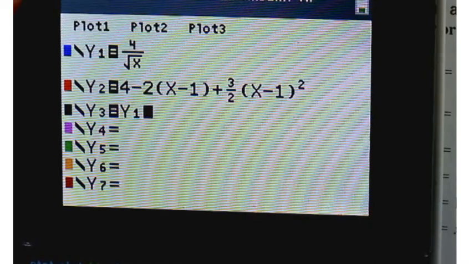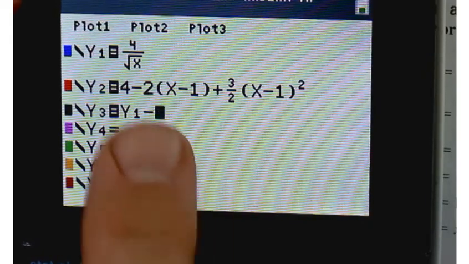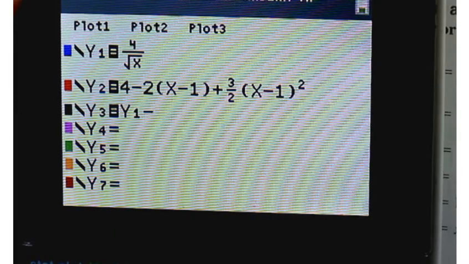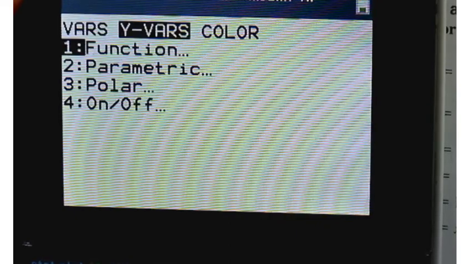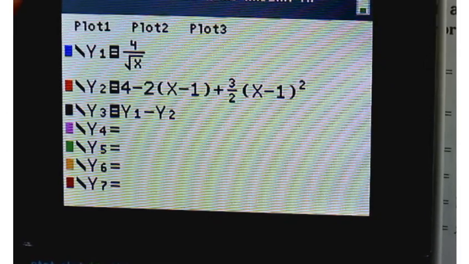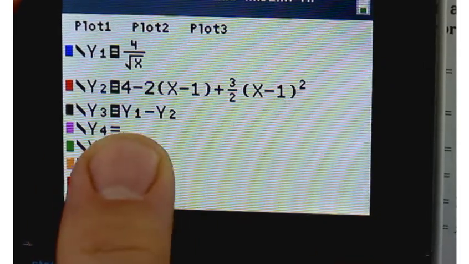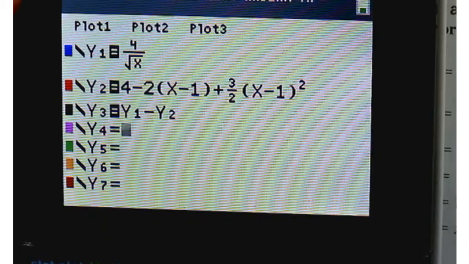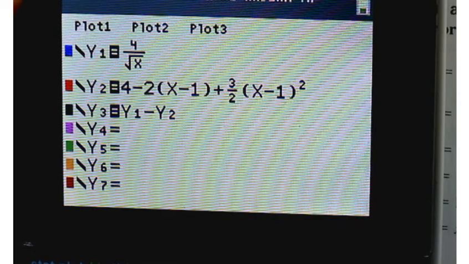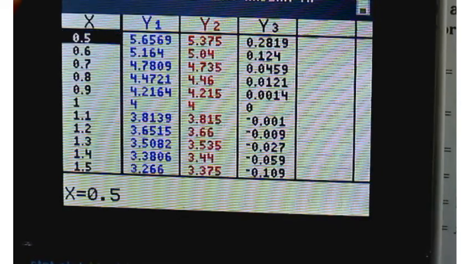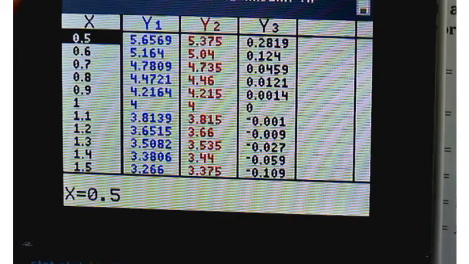So that's y1 minus, let's do y2. So y1 minus y2. Go back to vars, cursor to the right to y vars, press enter for function. This time select the second one down. You can just type the number 2. And what this is going to do is add another column. It's going to show you the error, how much of an error we're making in doing this kind of approximation. So let's go back to our table. It's adding that extra column.